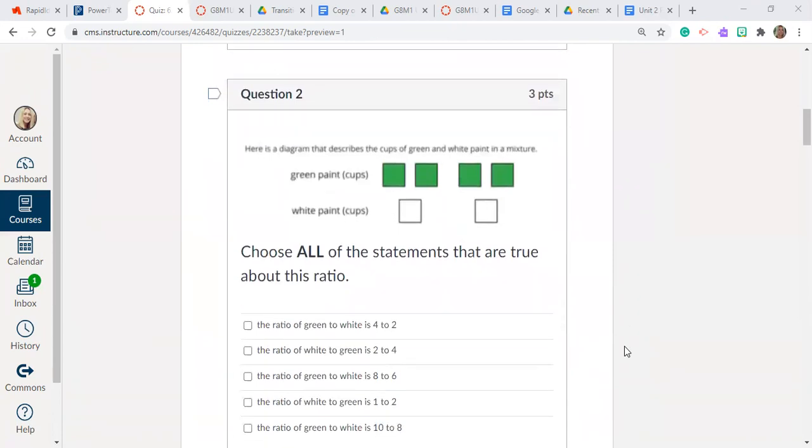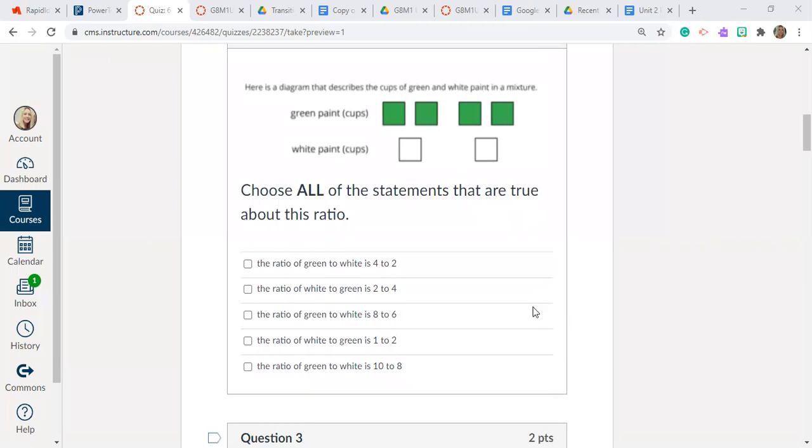Question number 2. Here is a diagram that describes the cups of green and white paint in a mixture. There are green paint cups and white paint cups. Choose all of the statements that are true about this ratio. So there are 4 green paint cups to 2 white paint cups. So again, select all that apply. There may be more than one correct answer.